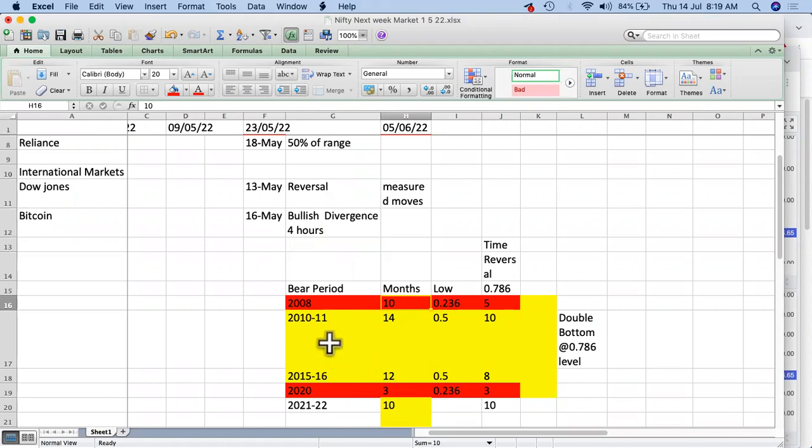So if we have an apple to apple comparison, probably these are the only two levels. Why? Because we haven't come down to the level of 0.236 to have an apple to apple comparison. This has not been happening. We haven't come down to the 0.5 level also, in fact, till now. So these are the two major cycles which we think show a high probability that it will be coming to 0.5 levels, right?